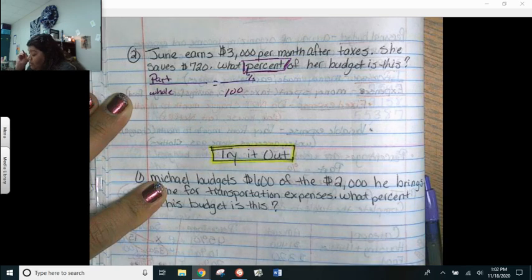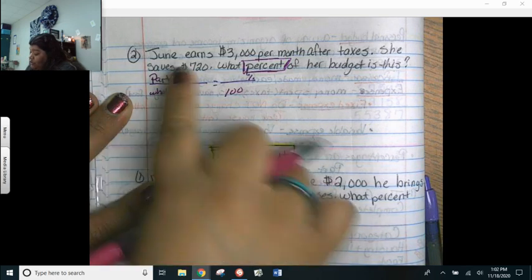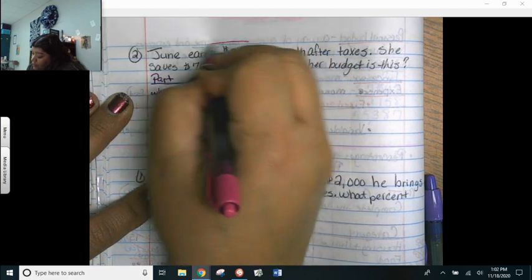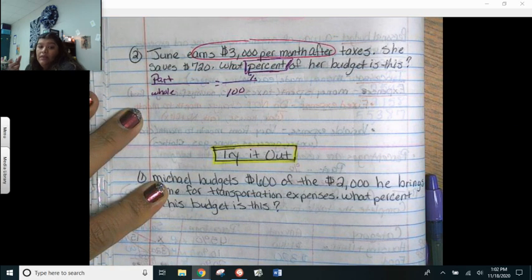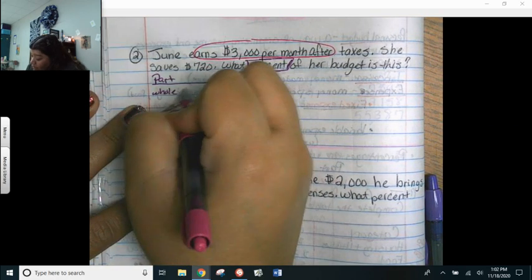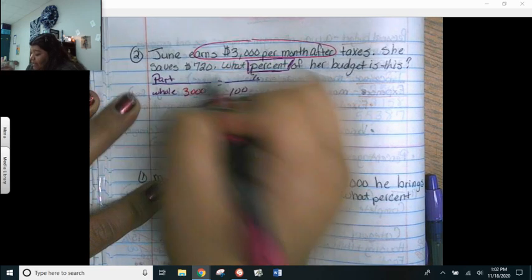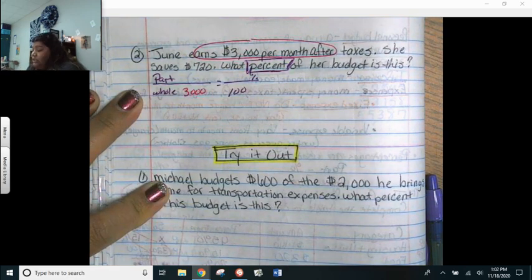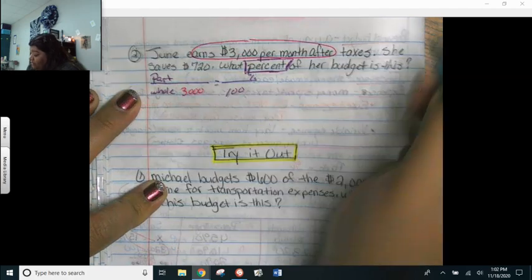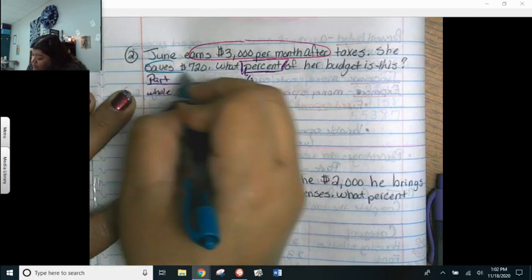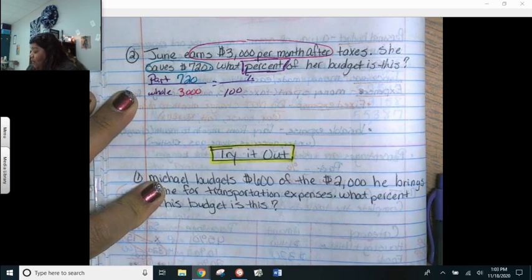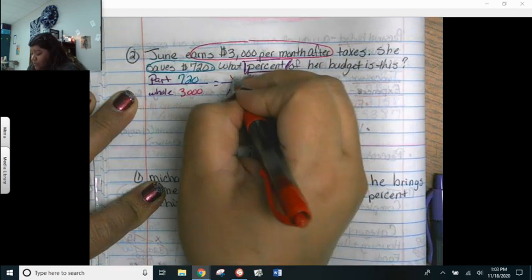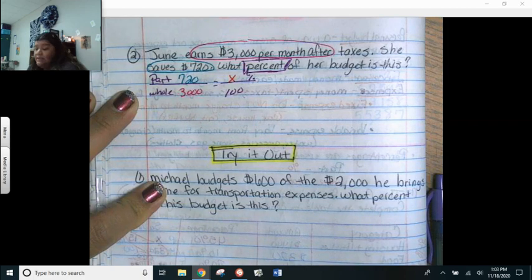Now we're going to go on searching here. It says June earns $3,000 per month. So you need to know that this earning is her income. That's her whole monthly budget for the month. So that is my whole amount. It's how much money she makes. The part is going to be, what is she taking away? Okay, what is she doing here? In this case, we're saving $720. So that is the part I'm talking about. And we want to know what percent is that?